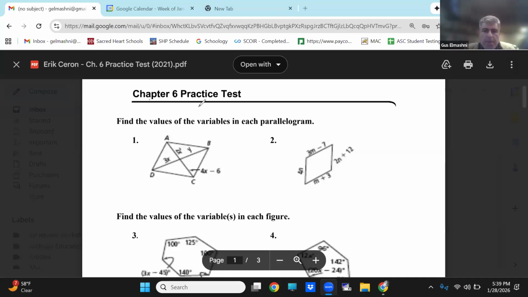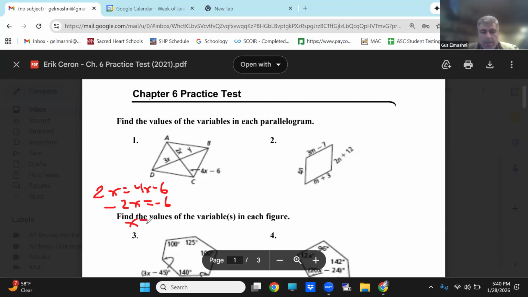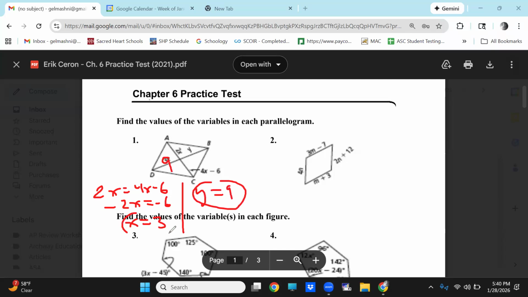Okay, so what's happening here is that you have a parallelogram and the diagonals cut each other in half. So 2x equals 4x minus 6. Okay. So negative 2x equals negative 6. x equals 3. If x equals 3, that's 9. Therefore, y is 9. Okay.